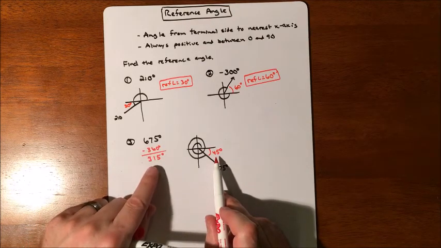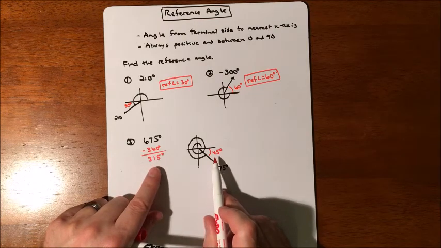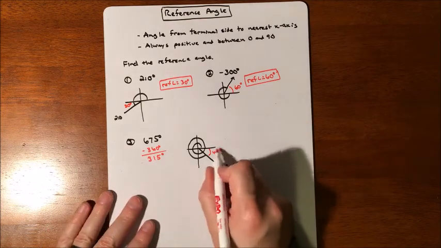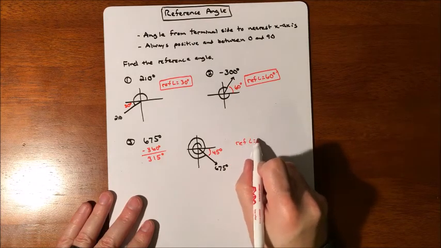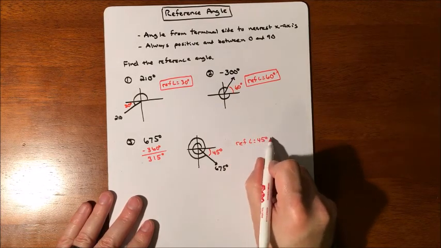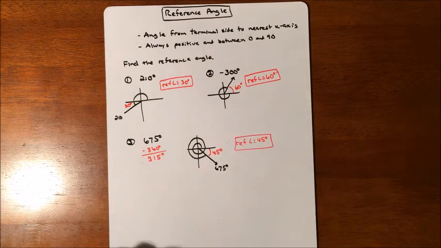So I cut the 360 out. It's just an angle that makes it a little bit easier and smoother for me to figure out. So that is my reference angle. So the reference angle equals 45 degrees. And that was a brief introduction to reference angles.